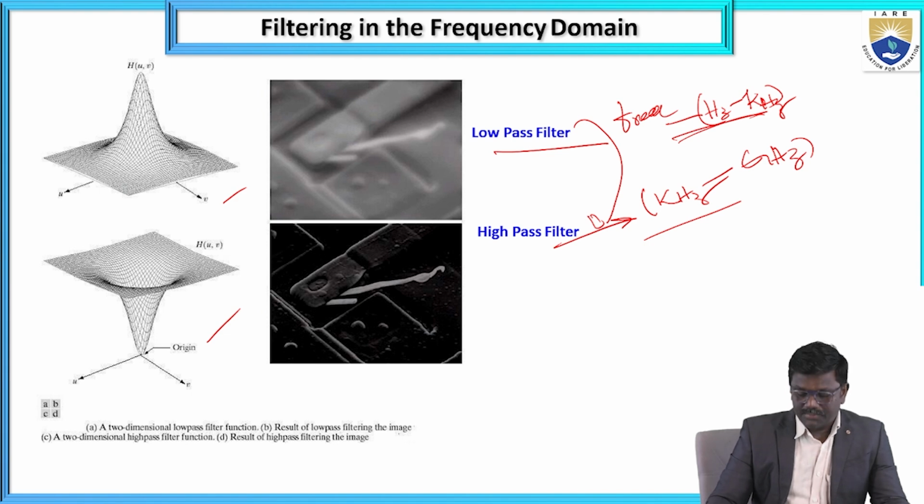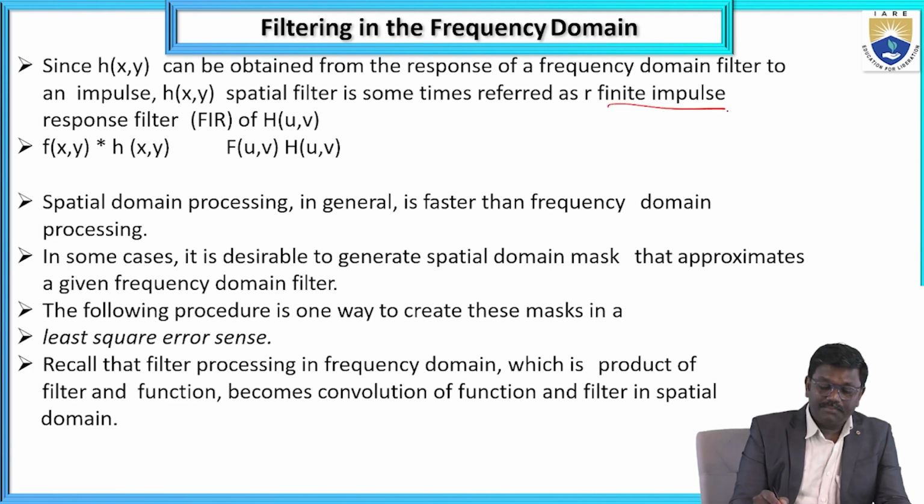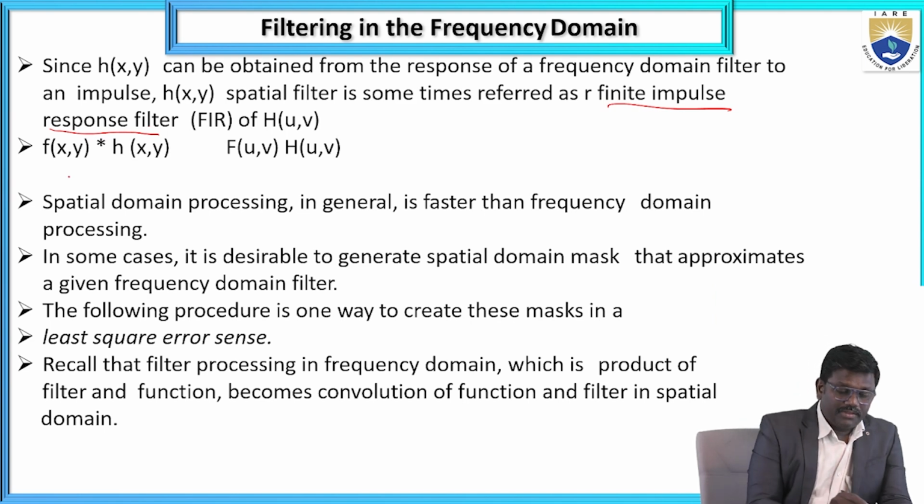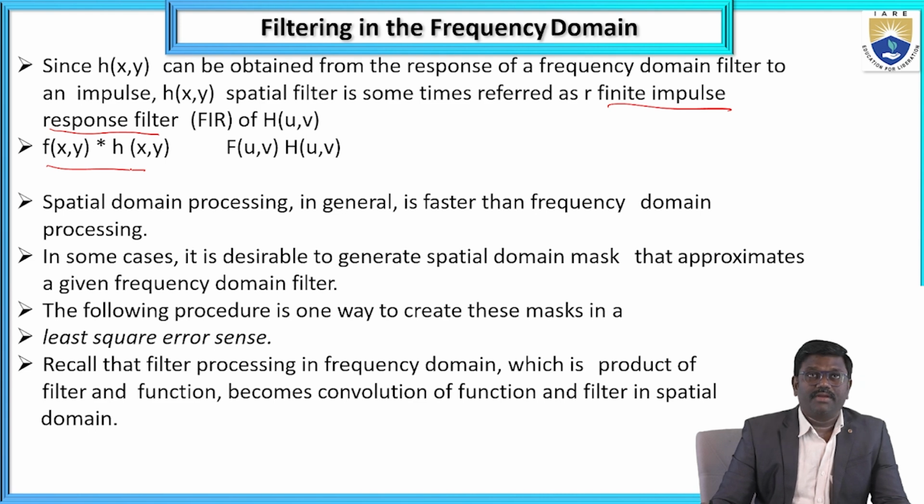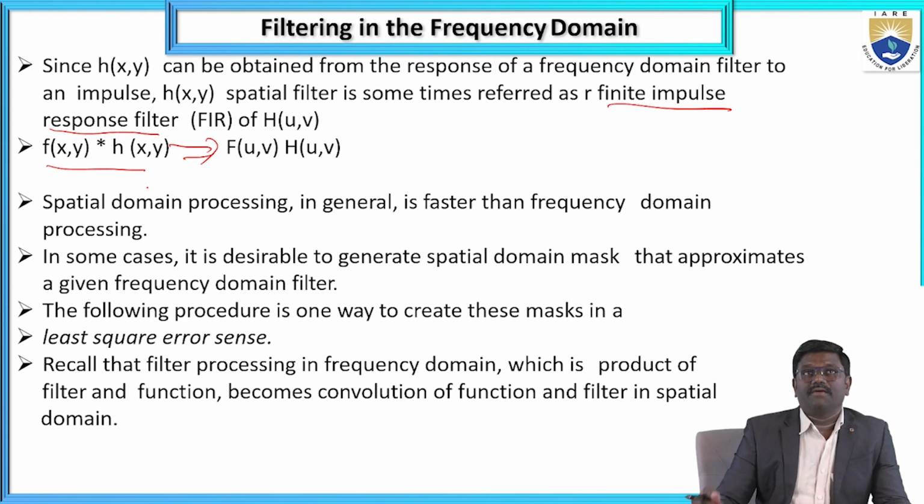So coming to the extension of that information, where we want to define a finite impulse response filter, we call it the FIR h of u comma v. Here we apply the convolution f of x comma y with h of x comma y. We obtain f of u comma v, to which we apply the FIR.